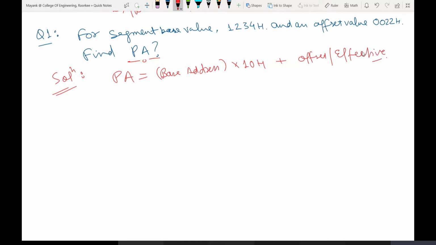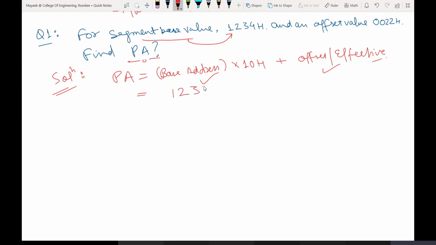Fine. So what do we need? We need only two things: base address and offset or effective address. Are we getting the base address? Is it given? Yes, sir. Just look for the corresponding words. Segment base value, base address, they are the same. So you already have the base address.